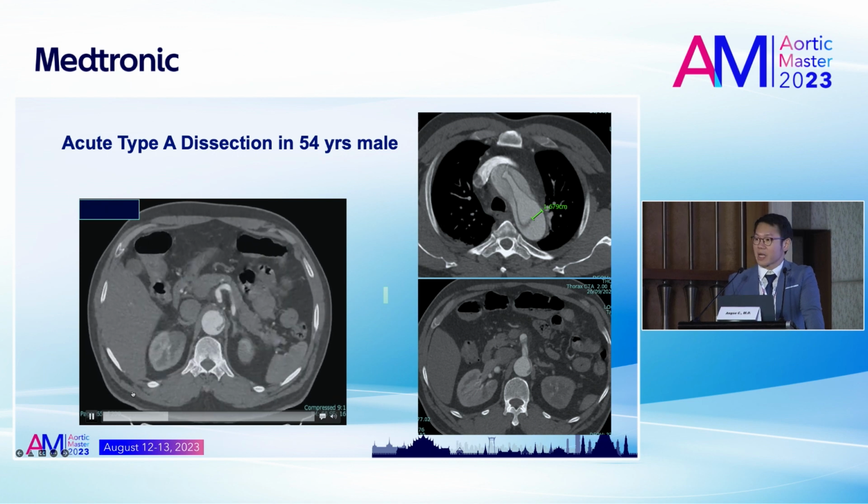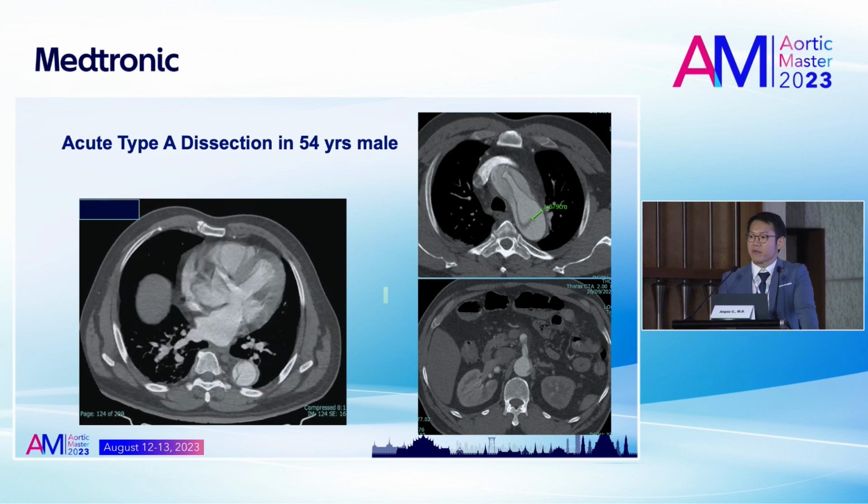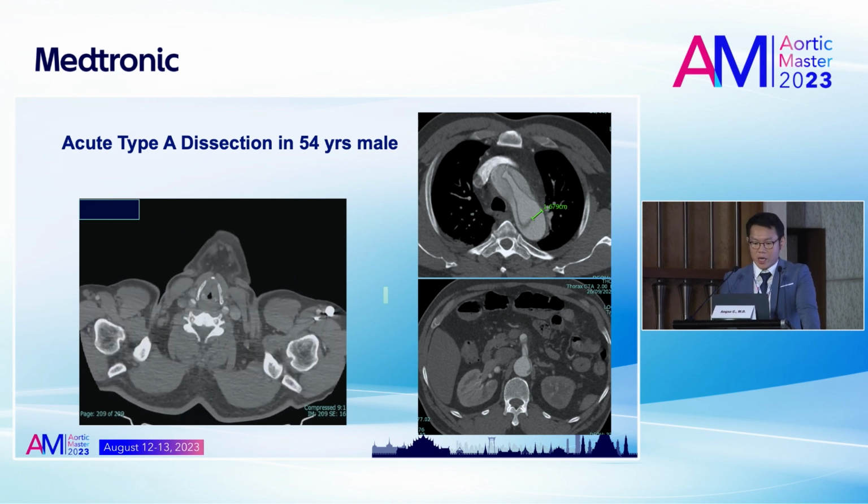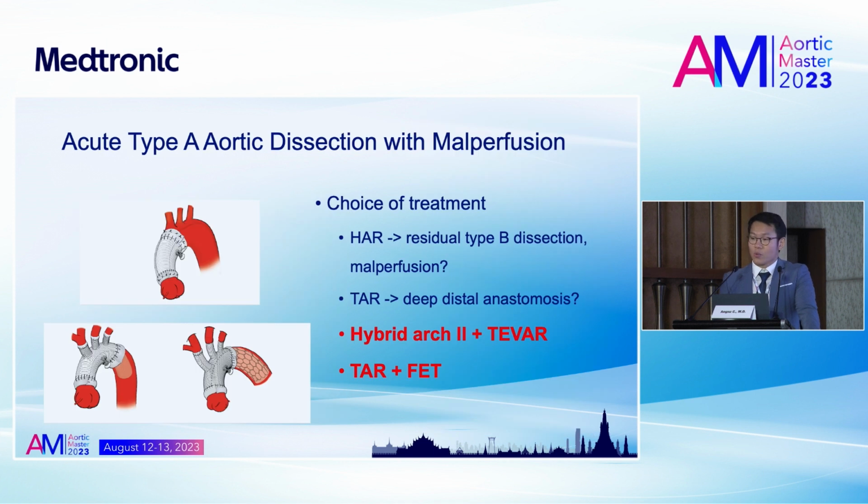acute type A dissection in a 54-year-old male who presented with a stroke, and the entry tear is quite large at the proximal descending aorta, and he has a very small true lumen with lower body malperfusion with bilateral kidney ischemia when he came to our hospital. So what is the choice of treatment for this kind of patient with a malperfusion?